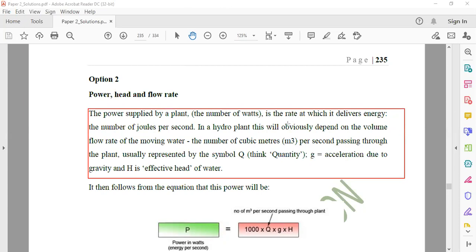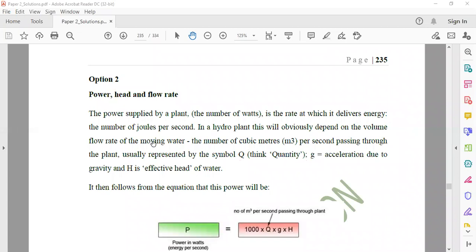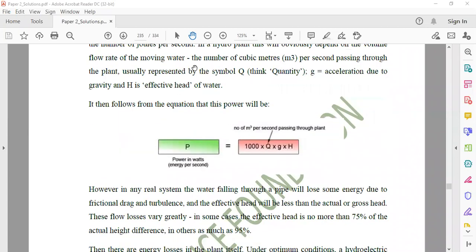So it depends upon the volume flow rate of moving water, the number of cubic meters per second passing through the plant, usually represented by Q, which we call flow rate. Then we have acceleration due to gravity, g, and H, which is the effective head of the river. So these are the quantities on which the power generated depends. And you can see here, this is the very simple formula which has been given.